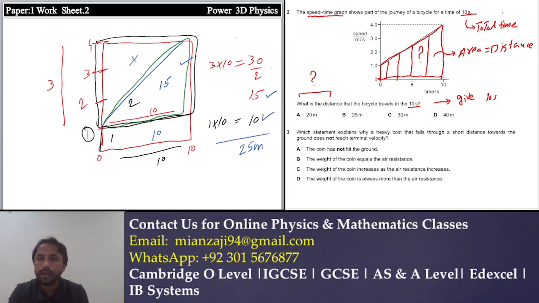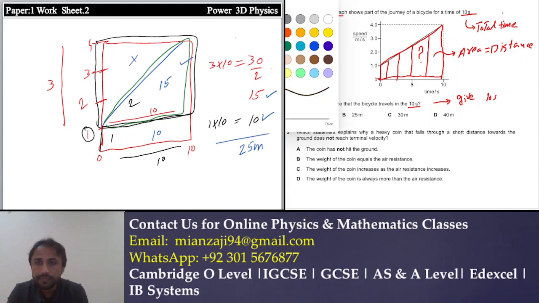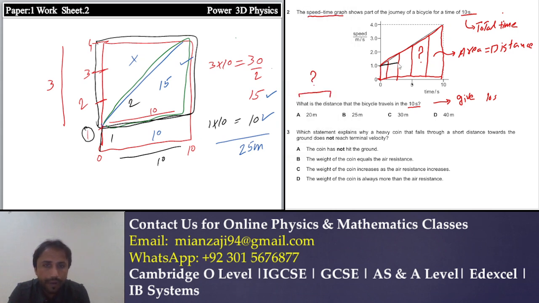Let's come to the point. I have divided this into two parts. This black portion area is how much? This is 10. This portion, or for simplicity, this is 15. The overall is 25. So our answer is 25 meter.